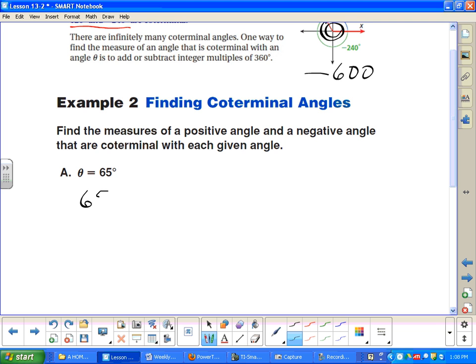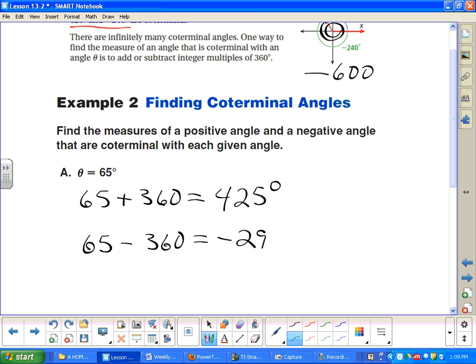So what do I need to do? Take 65, add 360. That'll give me a positive one. Take 65 and subtract 360 to get a negative angle. So 425 and negative 295 are coterminal with 65 because they differ by 360 degrees. Positive or negative, doesn't matter which. Because they will terminate at the same spot. They will all terminate at about this spot right here, one of them going this direction and one of them going around more than once.